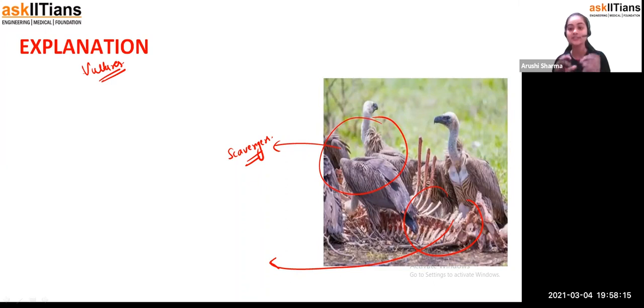So the type of animals which depend upon the flesh and blood of the dead organism, or you can say which consume the flesh and blood of dead organisms, we call them the scavengers. Fine, students.